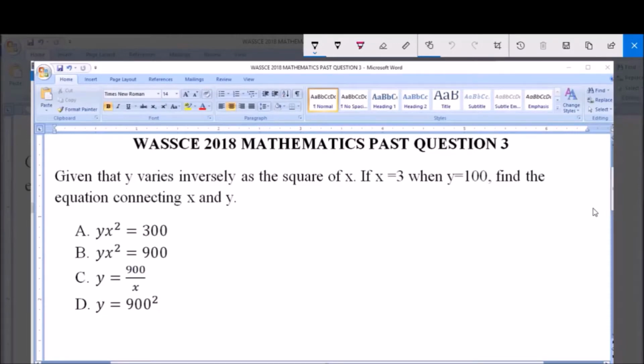I'll be answering WASC 2018 Mathematics Past Question 3. Given that y varies inversely as the square of x, if x is equal to 3 when y equals 100, find the equation connecting x and y. A, yx squared is equal to 300, B, yx squared is equal to 900, C, y is equal to 900 over x, and D, y is equal to 900 squared.